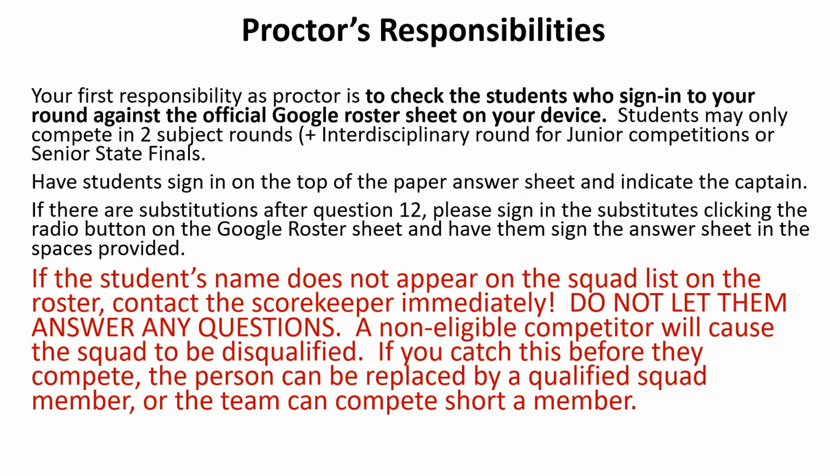If the student's name does not appear on the squad list on the roster, contact the scorekeeper immediately. Do not let them answer any questions yet. A non-eligible competitor will cause the squad to be disqualified. If you catch this before they compete, the person can be replaced by a qualified squad member, or the team can compete short a member.